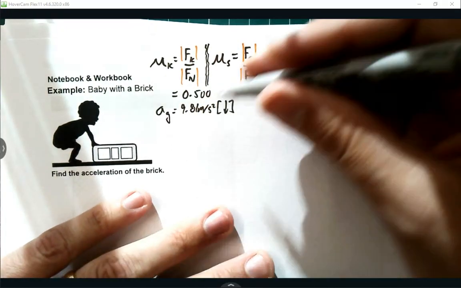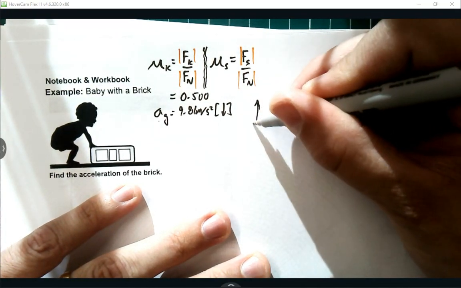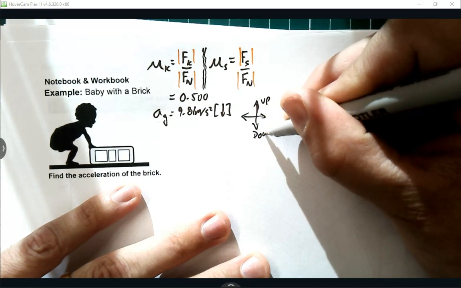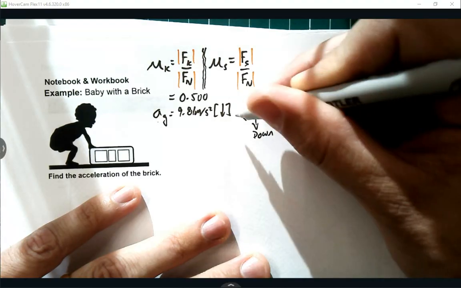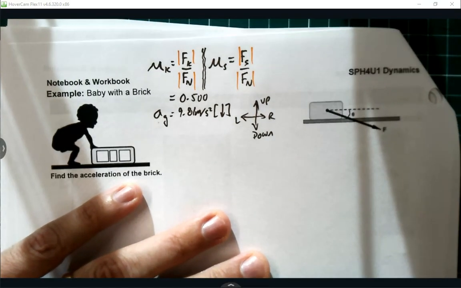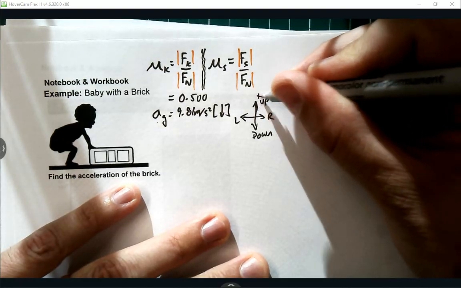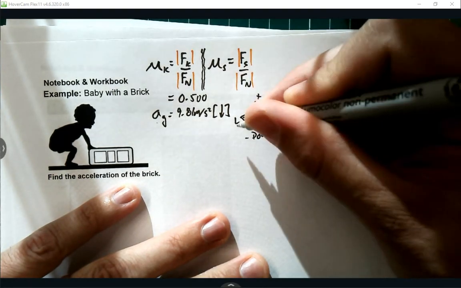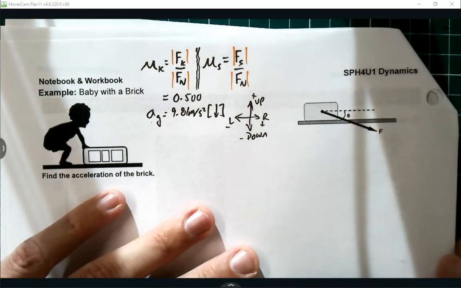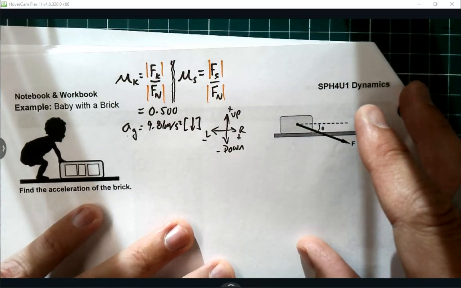And I got to define myself a reference frame. So we got up, down, right, left, and we'll make up be positive, right positive, left negative. And before we approach the baby with the brick, let's just make sure that we have it all hashed out, how these forces are going to behave.